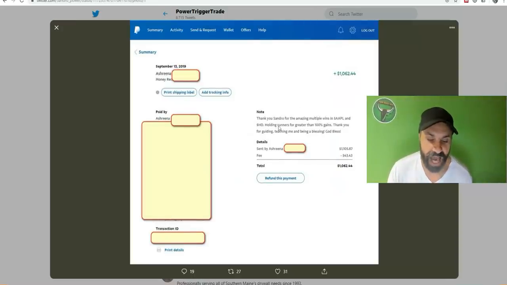So this is Ash, and she said, "Thank you, Sandra, for the amazing multiple wins in Apple and HD. Holding runners for greater than 100% gains. Thank you for guiding, teaching me, and being a blessing. God bless." And so here's the amount right over here. You can read that, okay? And basically, this was out of free will. Ash has been a member since April, and this is not the only gift she sent me, but this was a great example.